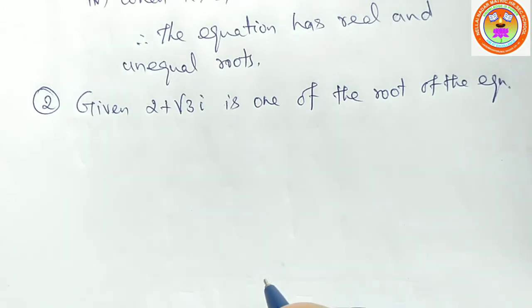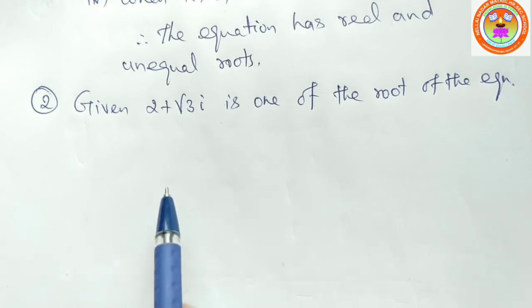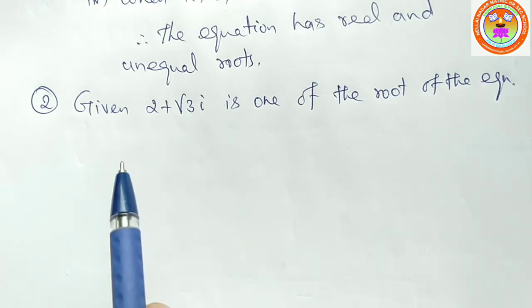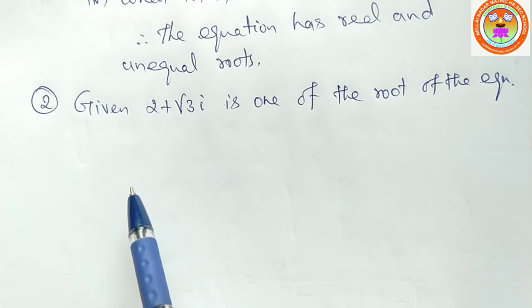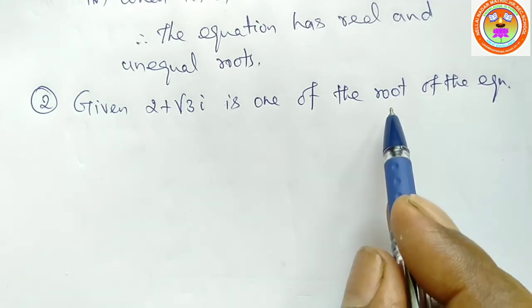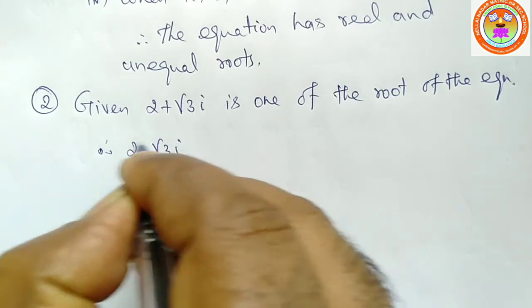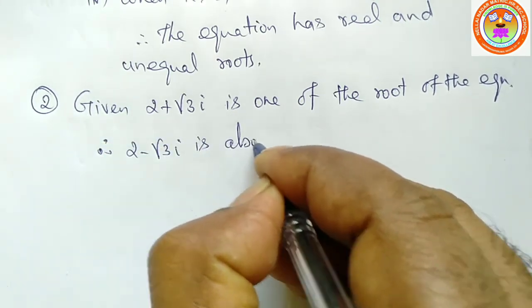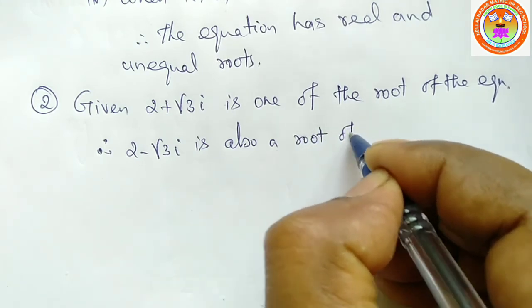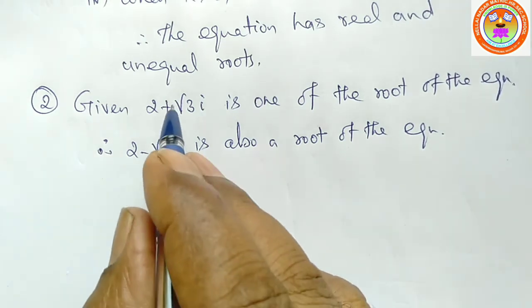But in the previous chapter, that is in complex numbers, we have studied that complex roots occur in pairs. That means if one complex number is a root, the conjugate of that particular number is also a root. So here 2 plus root 3i is one of the roots. That means its conjugate, that is 2 minus root 3i, is also a root of the equation. So we got two roots, right?